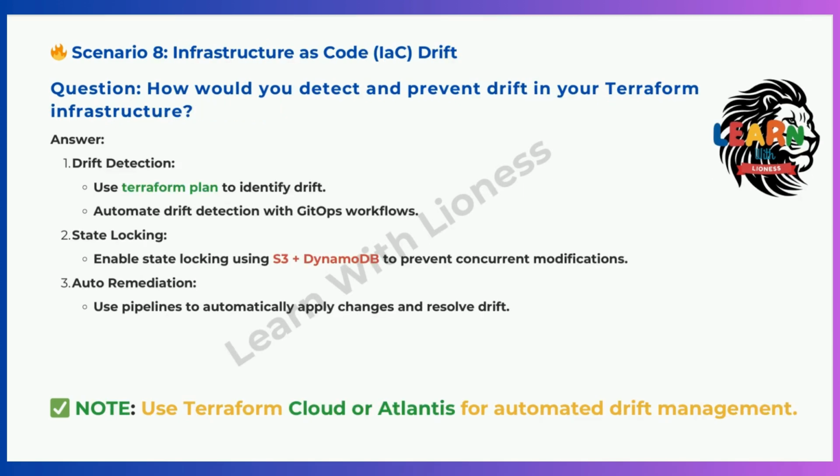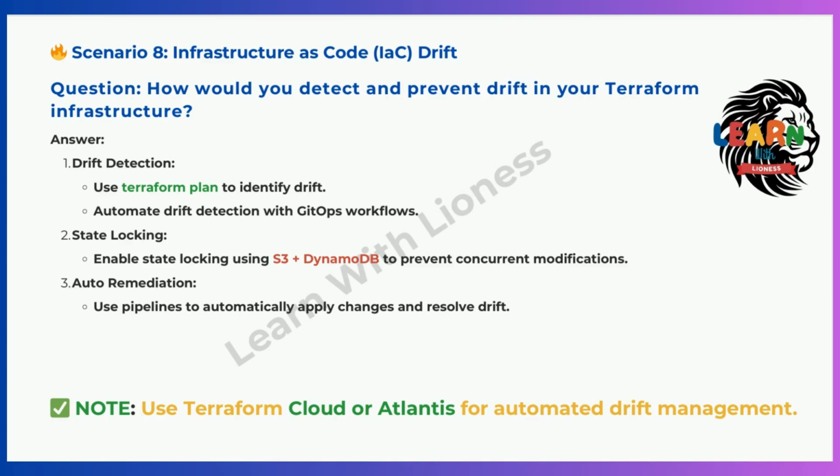Scenario 8. Infrastructure as code, IaC, drift. Question: how would you detect and prevent drift in your Terraform infrastructure? Answer. 1. Drift detection. A. Use terraform plan to identify drift. B. Automate drift detection with GitOps workflows.